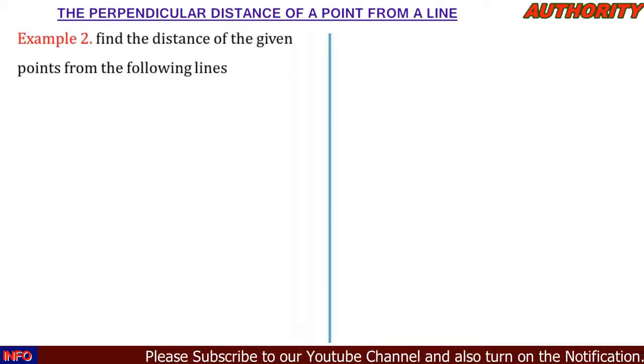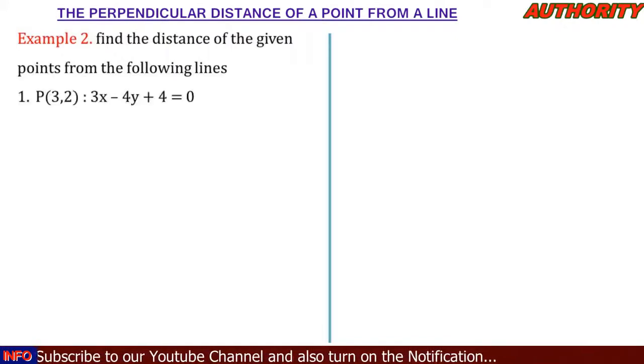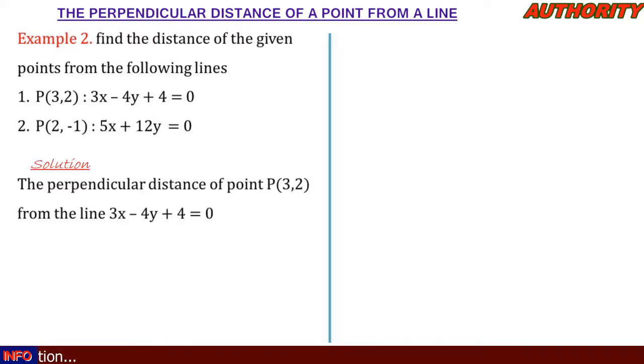Example 2. Find the distance of the given point from the following lines. Number 1, P of 3 comma 2 from the line 3x minus 4y plus 4 equal to 0. Number 2, P of 2 comma minus 1 from 5x plus 12y equal to 0. All right, that means here we're going to find the perpendicular distance of the point 3 comma 2 from the line 3x minus 4y plus 4 equal to 0.